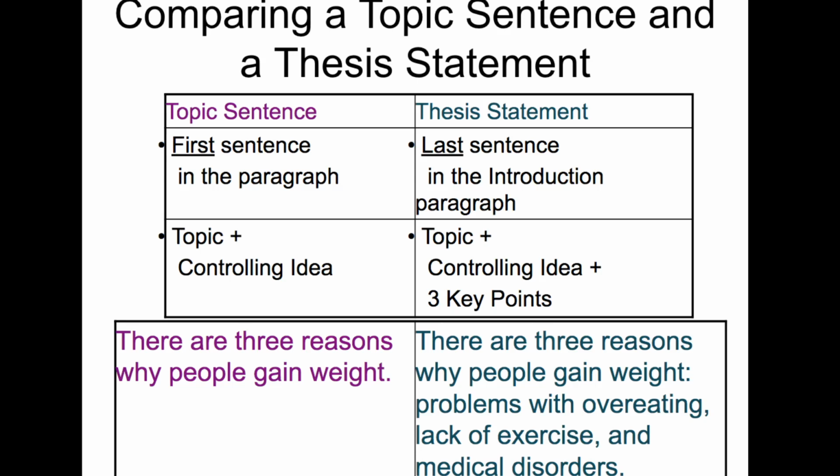So if we look on the right, three reasons why people gain weight. Number one, problems overeating. Number two, lack of exercise. Number three, medical disorders. So that's like a road map for the reader because we know paragraph number one is going to be problems with overeating. Paragraph number two is lack of exercise. Paragraph number three is medical disorders. So we know what to expect. So we can kind of mentally, in our mind, check off each time that we read the subtopics.